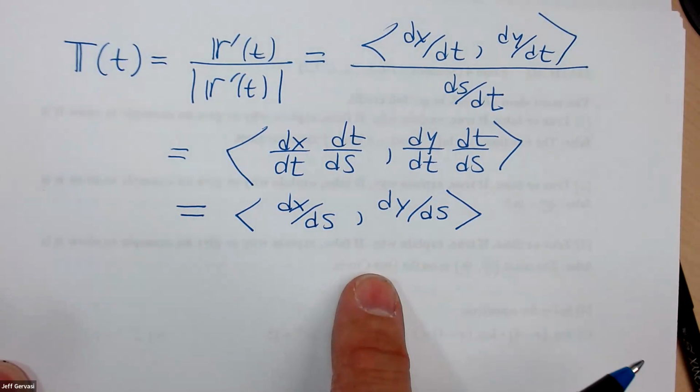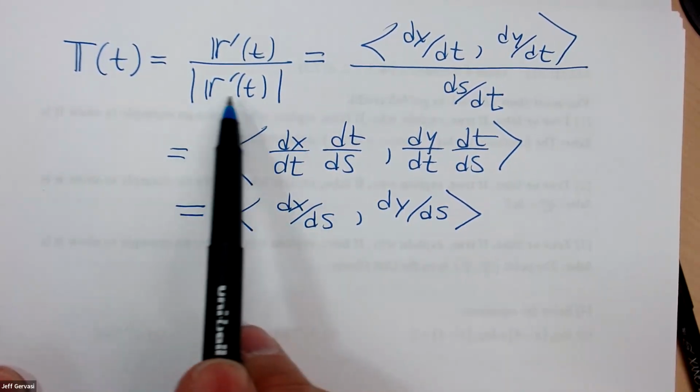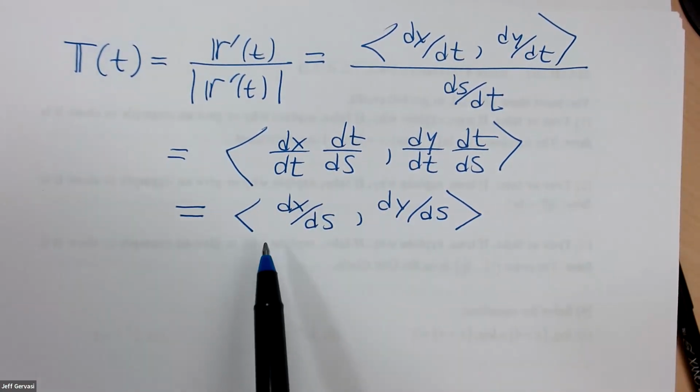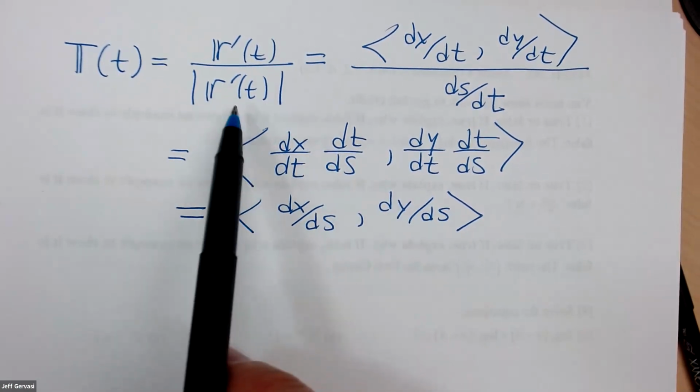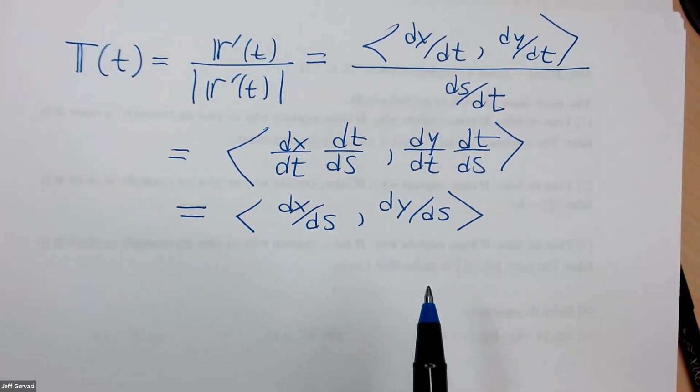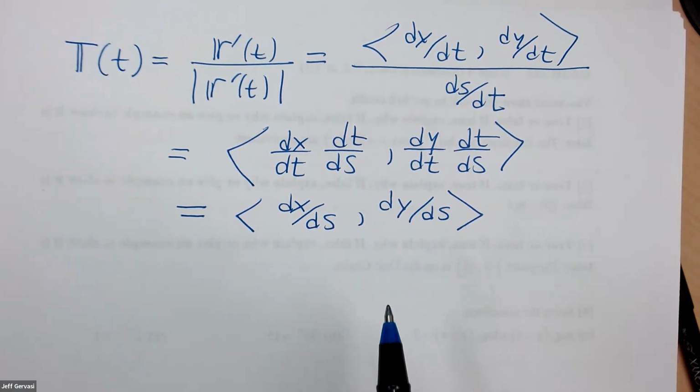Now, the usefulness of that: no fraction, no denominator. It's still a unit vector. Its magnitude is still equal to 1. That's not going to change. It's just a different version of it with no denominator. It's a convenience. That's it. It's just a convenience.